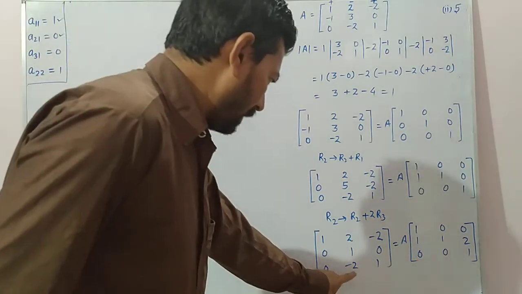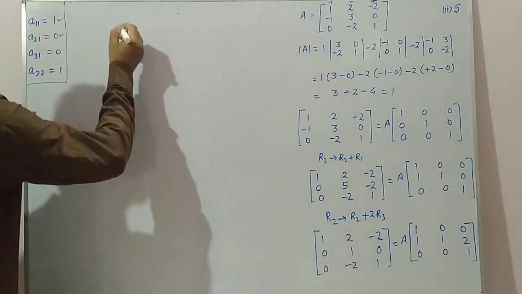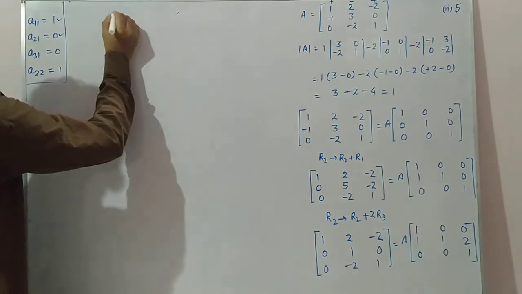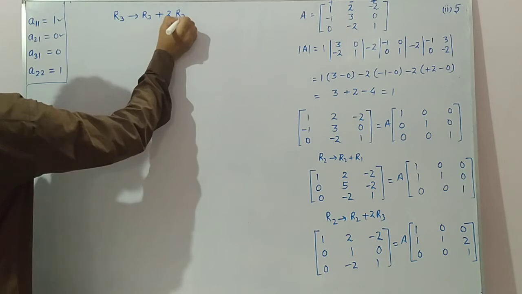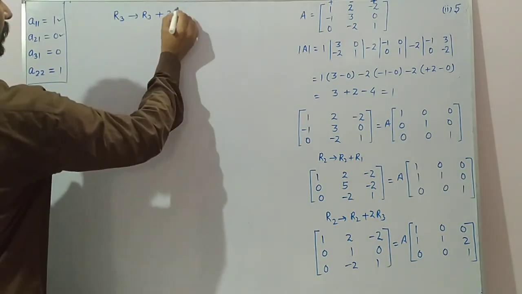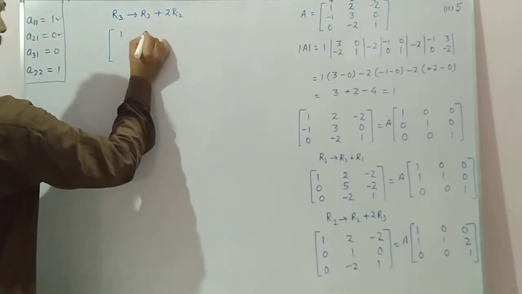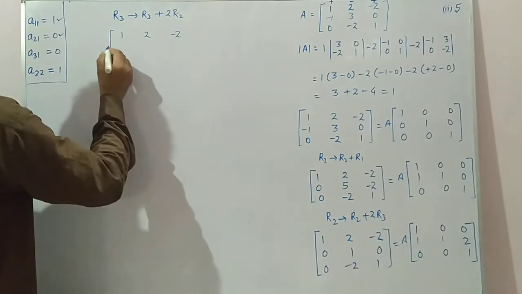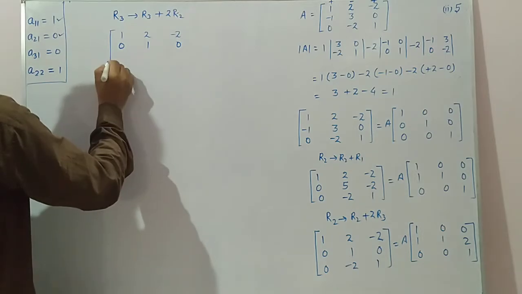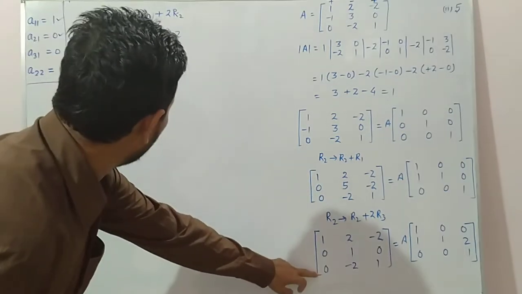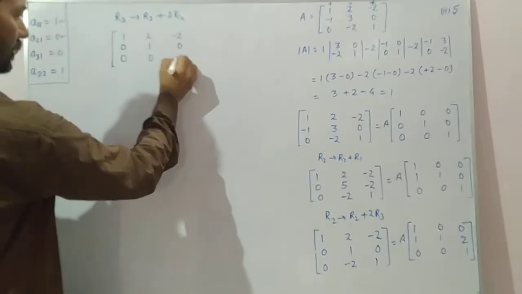Now again we can make this one 0. R3 changes to R3 plus 2 R2, because minus 2 plus 2 will be 0. So this will be 1 2 minus 2, 0 1 0, and in the third row this will be 0, this will be 0, this is 1.